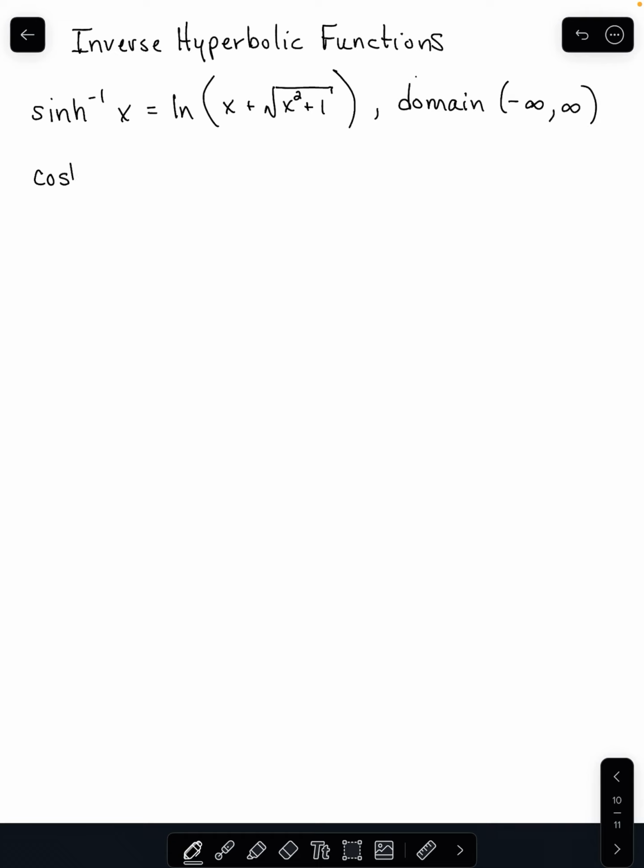On the other hand, in order to invert hyperbolic cosine, we need to restrict the domain of it. The domain of hyperbolic cosine has to be restricted to 0 to infinity, including the 0. The range, however, remains 1 to infinity.